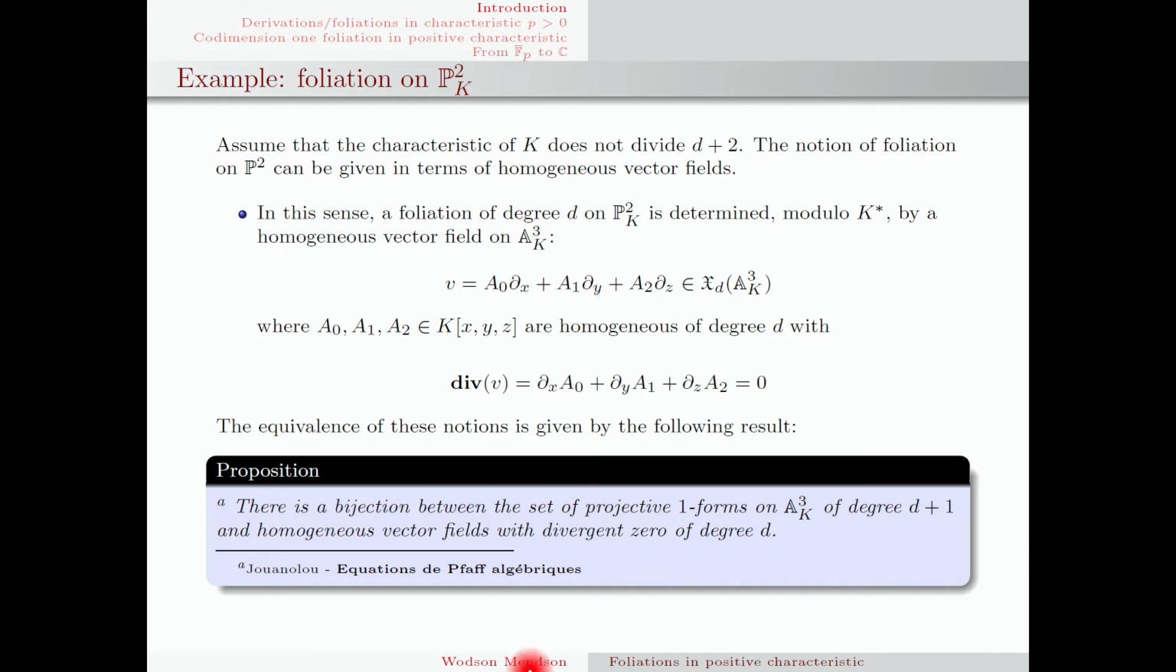There is a bijection between the set of projective one forms in P^3 of degree d plus 1 and homogeneous vector fields with divergence 0 of degree d. So you need this condition for that. Yeah, because they have vast implications. We need to divide both by this constant here.